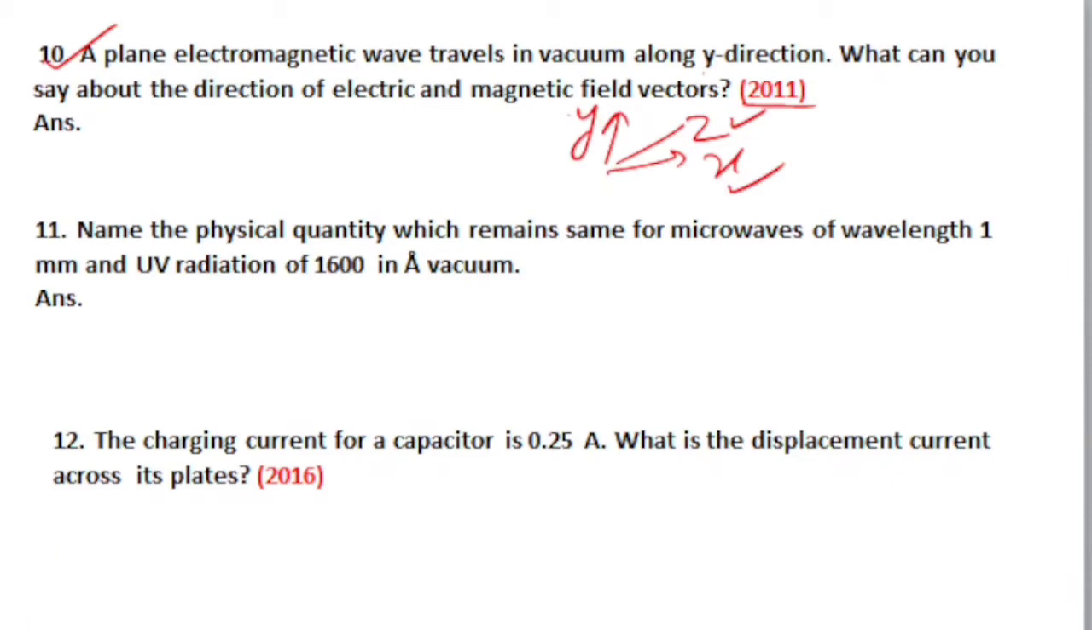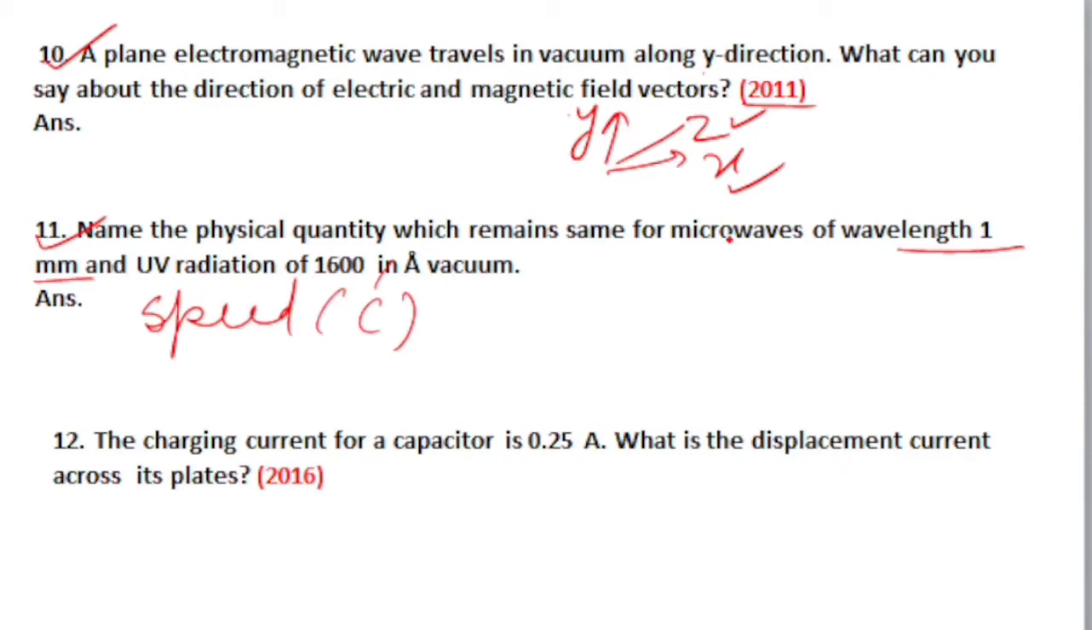Question number 11 is, name the physical quantity which remains same for microwaves of wavelength 1 millimeter and ultraviolet radiation of 1600 angstrom in vacuum. So which quantity is same? Microwave of wavelength 1 millimeter and ultraviolet radiation of wavelength 1600 angstrom. Which quantity is same? Guess the answer. Yes, speed remains same, right?